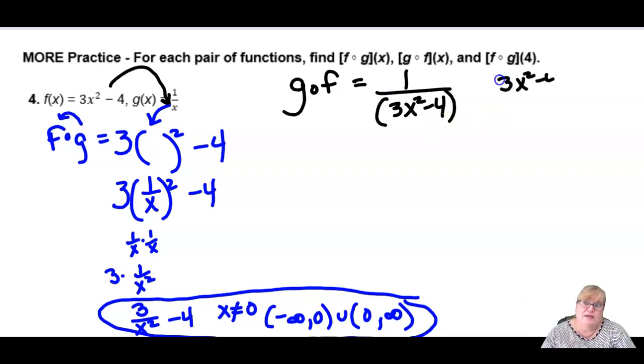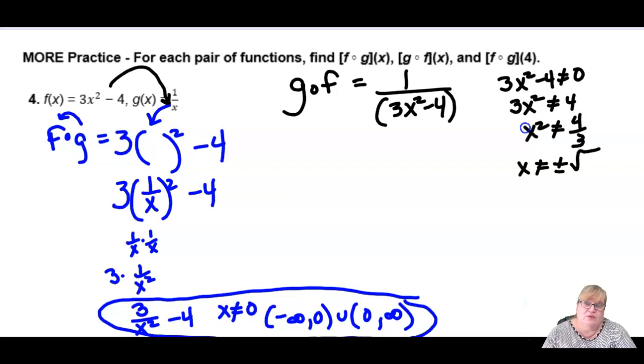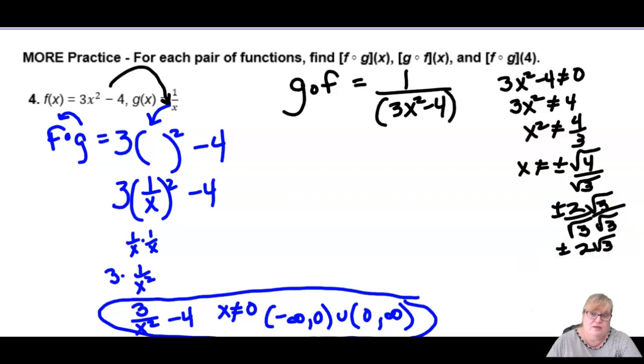You would say this denominator cannot equal 0, 3x squared cannot equal 4, x squared cannot equal 4/3, x cannot equal plus or minus the square root of 4 over 3, which would be plus or minus 2 over the square root of 3, which if I made you do the rationalization would be plus or minus 2 square roots of 3 over 3. So x cannot equal either of those values. Pretty sure I didn't put that on any test or quiz.